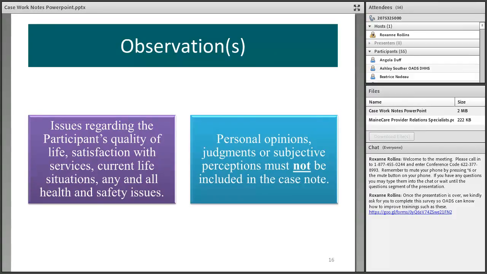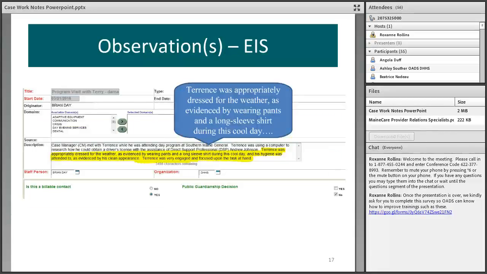So in your note, it's also going to be your observations of the issues regarding the quality of life, satisfaction with their services, current life situations, and any and all health and safety issues. Your personal opinions, judgments, or subjective perceptions must not be included in the case notes. So we have a couple of examples.